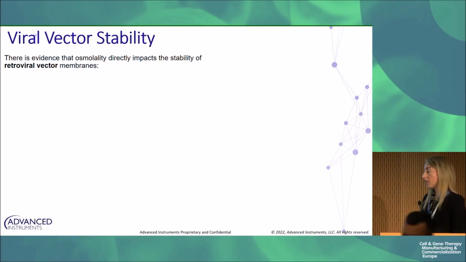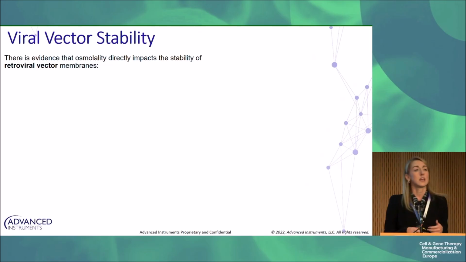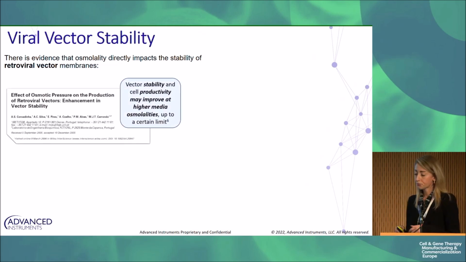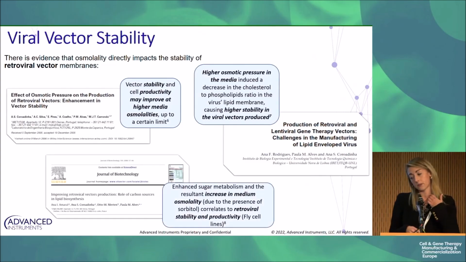Next, viral vector stability. Stability can be seen in multiple ways throughout the workflow. This specific application is looking at retroviral vector membranes. Here we have 3 different pieces of literature, all focused on osmolality and how you can manipulate osmolality to potentially improve the stability of your retroviral vector.